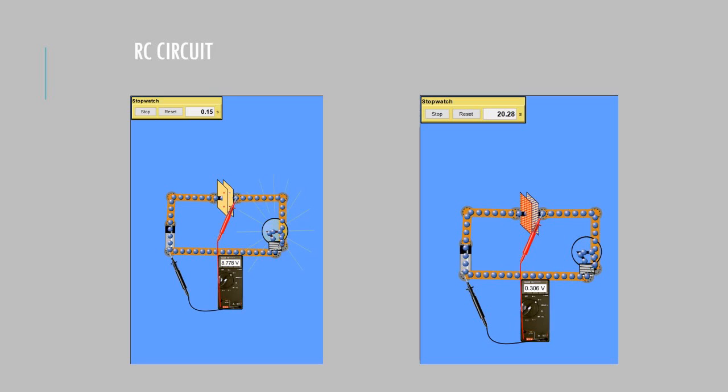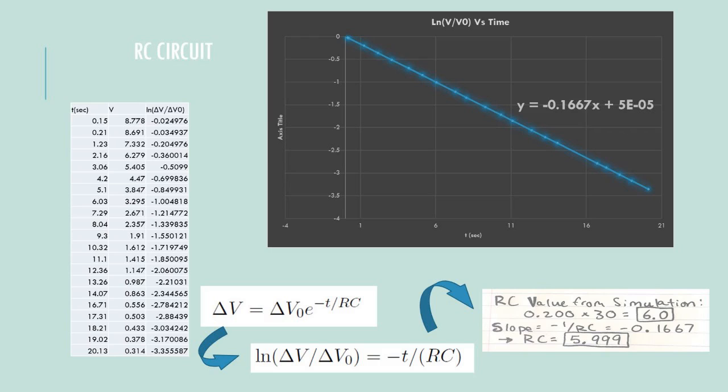Next, I made a circuit with a resistor and capacitor and a 9-volt battery. I observed the potential across the capacitor as it became charged by the battery over time. Since the electric field of a capacitor is in the opposite direction of the field from the circuit, it slows down the current, and eventually, once it's charged with the 9 volts, it causes 0 current to flow and the light bulb doesn't glow.